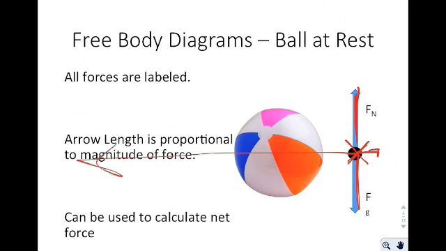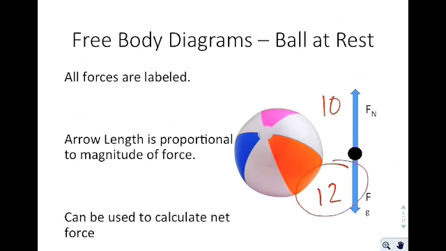Now, the second thing is you need to label all of the forces. You need to describe them as Fg, Fn, Fa, Ff, any of those things. And finally, these free body diagrams can actually be used to calculate the net force, especially if they have numbers associated with them. For example, if you had something like 10 and 12, you could look at the net force. You can say there's a 12 Newton force down and there's a 10 Newton force up. Therefore, there must be a net force or a total force acting on the object of something.